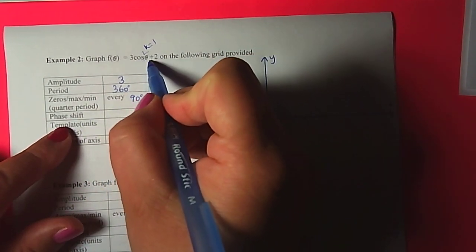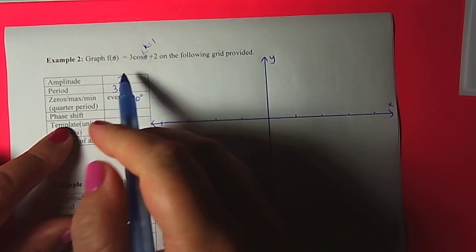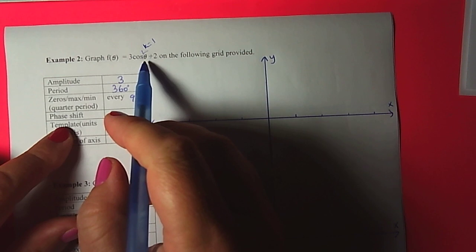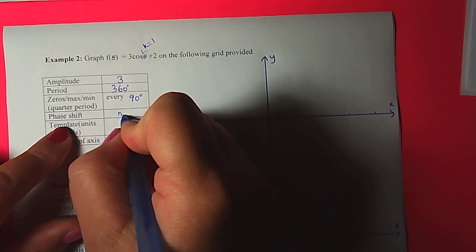Phase shift. If we had a bracket here and a number beside it, then we could see the phase shift. But in this case, we don't see anything. It means that it is 0. So phase shift is 0 or none.